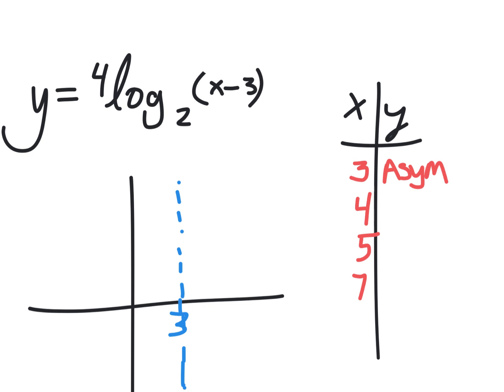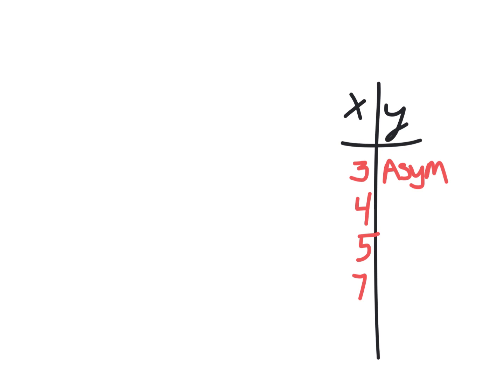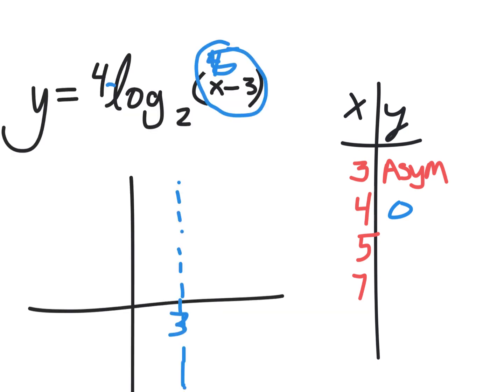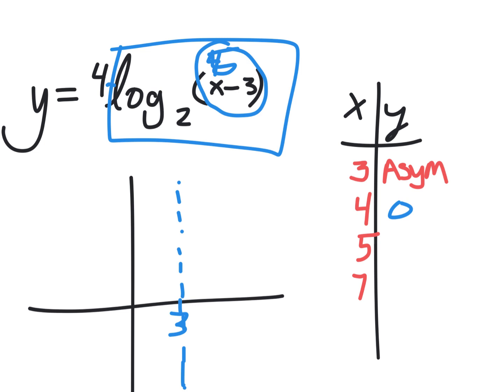The asymptote's 3. If I put in a 4, I have 4 minus 3 is 1. I won the argument. I get 0, and even 4 times 0 is still 0. Then I put in a 5, and now I have 5 minus 3 is 2. Log base 2 of 2 works nice. Log base 2 of 2 is 1. 1 times 4 is 4.